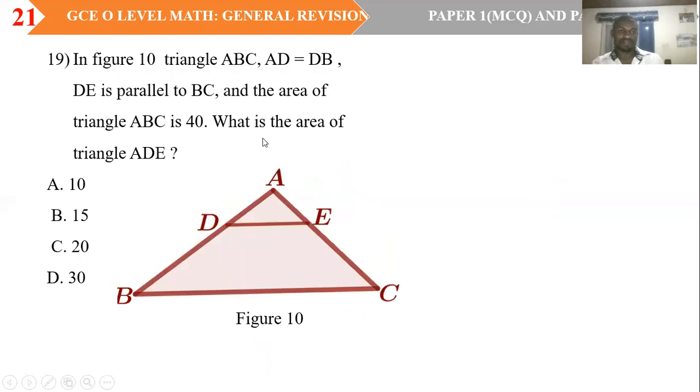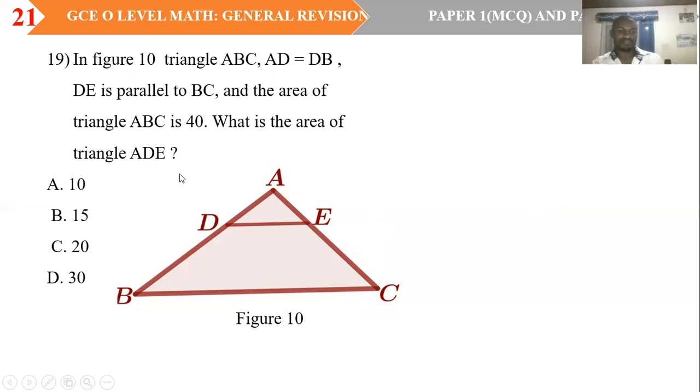Question 19. In figure 10, triangle ABC is such that AD is equal to DB. DE is parallel to BC, and the area of triangle ABC is 40. What is the area of triangle ADE? This is triangle ADE, the smaller triangle.